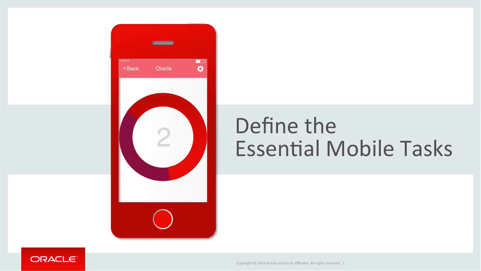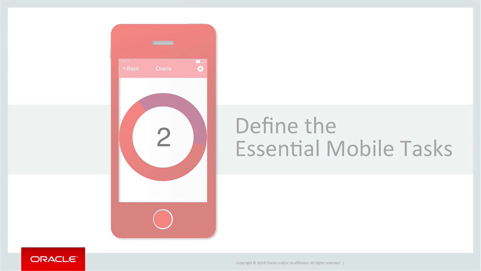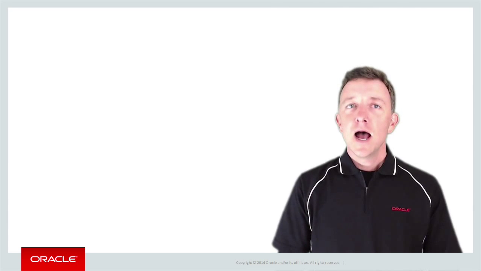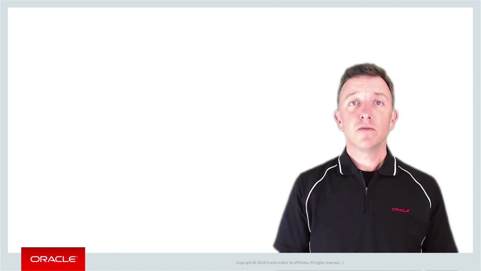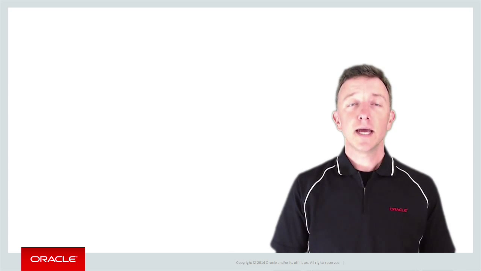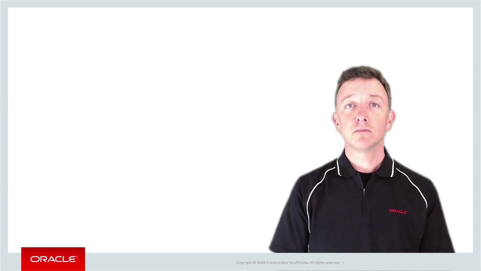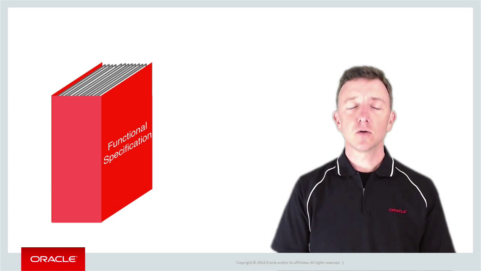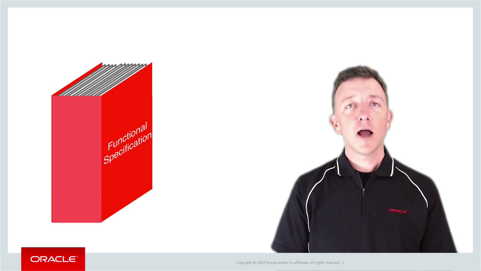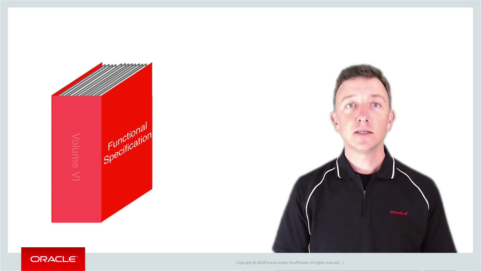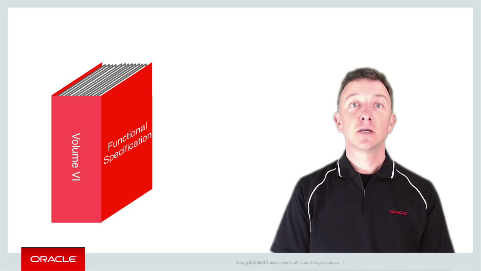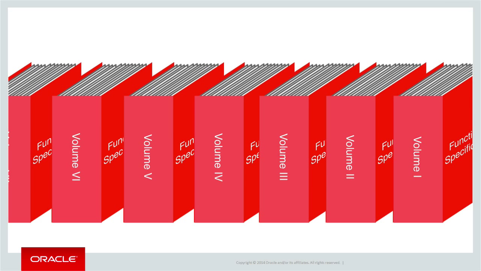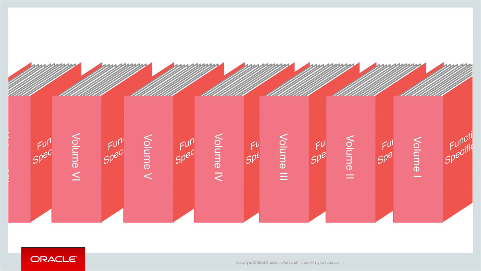Moving on to the next guideline, the second guideline for building mobile applications, is to define the essential mobile tasks. As a developer, you've likely been involved in your career in building numerous enterprise systems for your organization, potentially with a fair amount of functional requirements. And likely if you work for a large enterprise, the functional specifications go on and on and on.